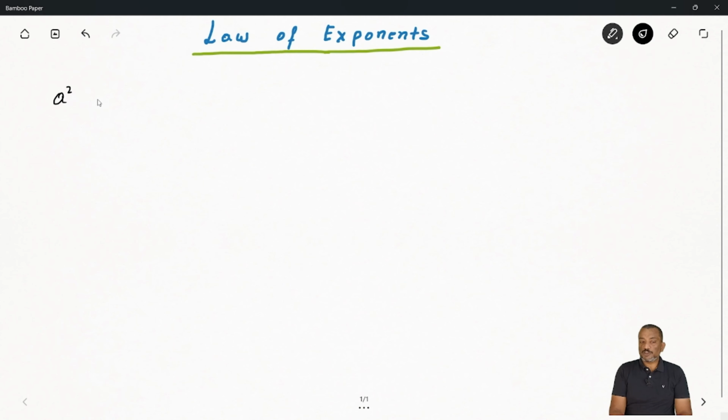So a square means what? When any number is multiplied by itself 2 times, it is called a square. And in the same way, if a number is multiplied by itself 3 times, then it is called a cube. So what do cube and square actually mean?